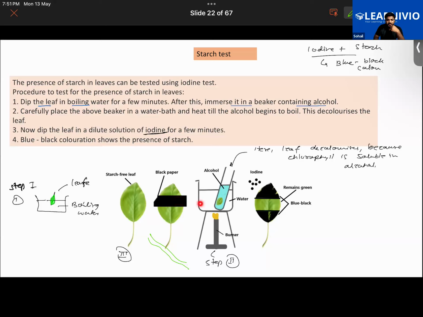So now when you will be putting drops of iodine on this leaf, what you will observe is that here there will be no change in color, while this part and this part, their color will be changing to blue black, because here photosynthesis happened in this part and starch was prepared.